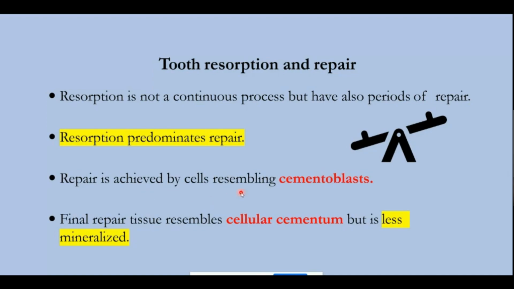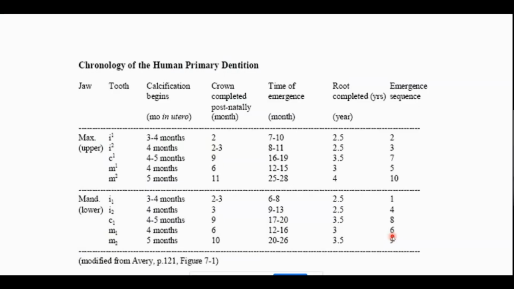So repair is achieved by cells which resemble cementoblasts. Cementoblasts are the cells which form the cement, and the final repair tissue is the reason why it resembles cellular cementum. But the difference from cellular cementum is that it is less mineralized compared to the cellular cementum.